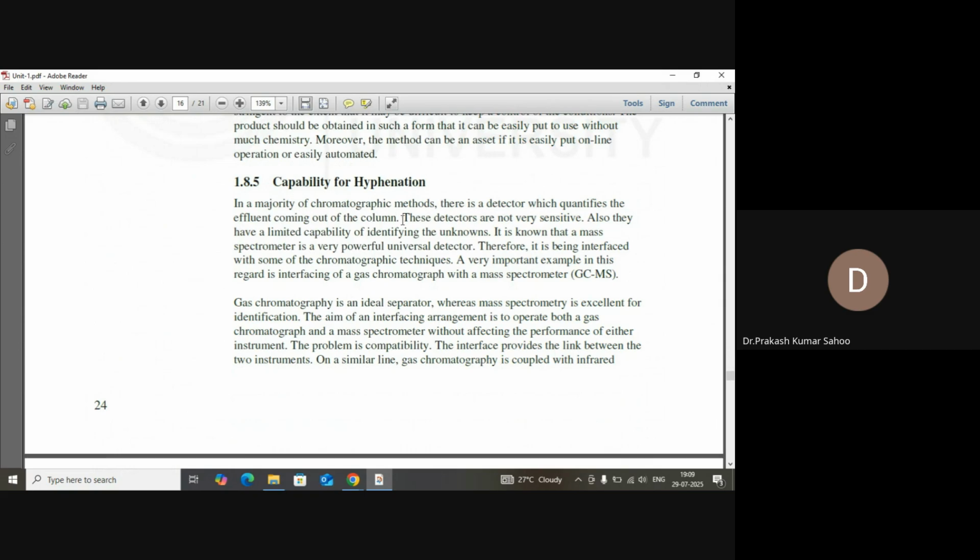In a majority of chromatography techniques, there is a detector which quantifies the effluent coming out of the column. These detectors are not very sensitive. Also, they have a limited capability of identifying the unknown.